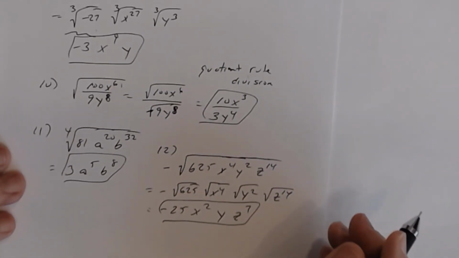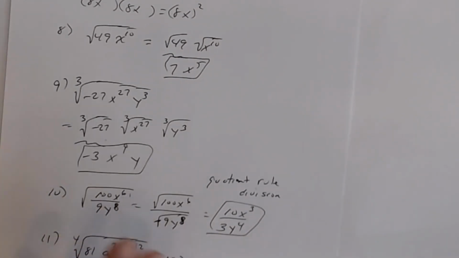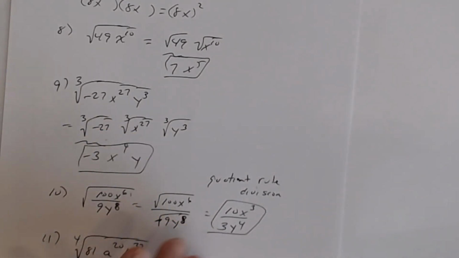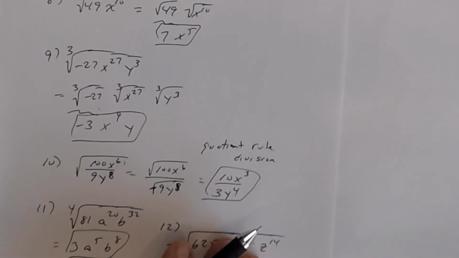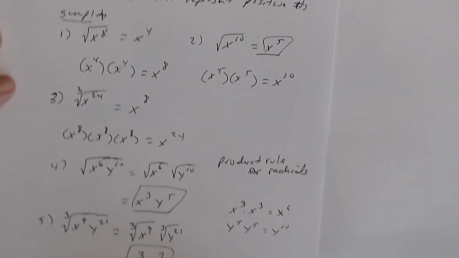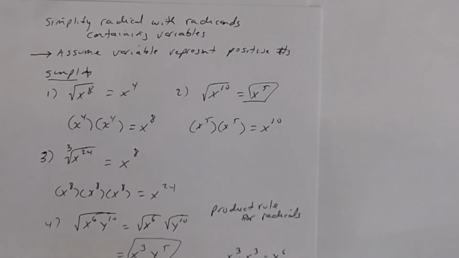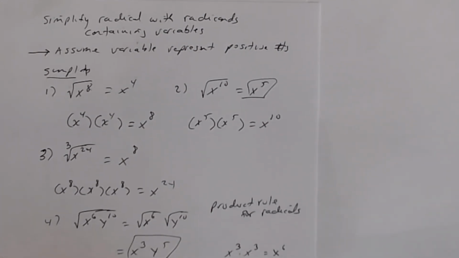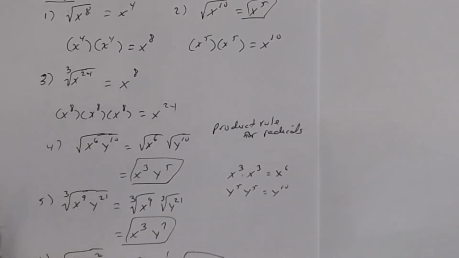And that's it. Now remember, this is the easy kind because all of those exponents were divisible by the index. Next week it won't be, but you will figure out what to do next week when we do this. This was the part on one of the worksheets where you have to simplify radicals with radicands containing variables. But those are going to be the easy kind for this week.